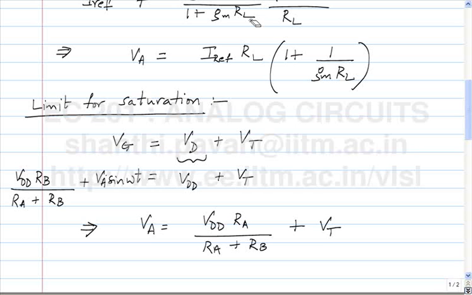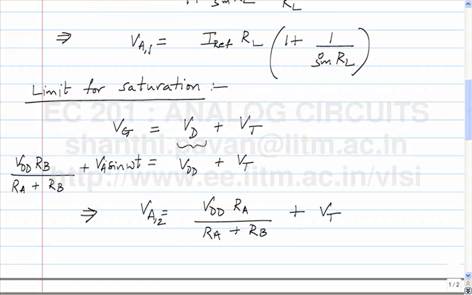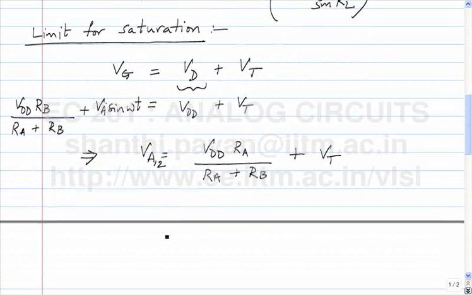Very straightforward. So if I call the limit due to cutoff Va1 and the limit due to saturation Va2, what is the amplitude of the largest sine wave I can put in before the output becomes clipped?